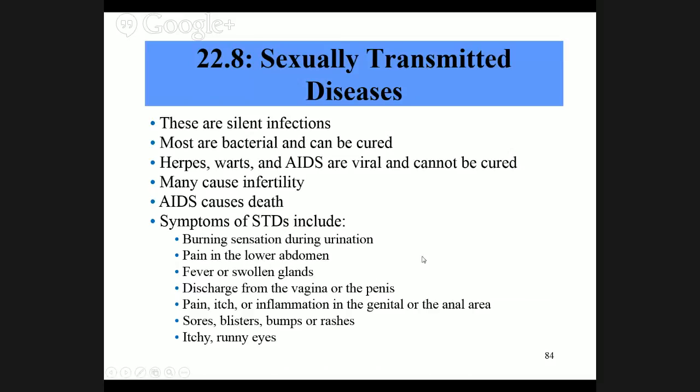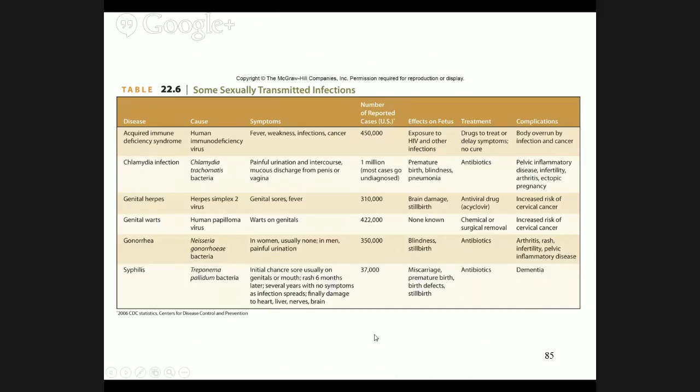Let's talk about sexually transmitted diseases, or STDs. Most are bacterial and can be cured. Herpes, warts, and AIDS can't, because they're viral. Any can cause infertility, and here are some of the symptoms listed: burning sensation, discharge, pain, inflammation, sores, blisters, bumps, rashes, itchy, runny eyes.